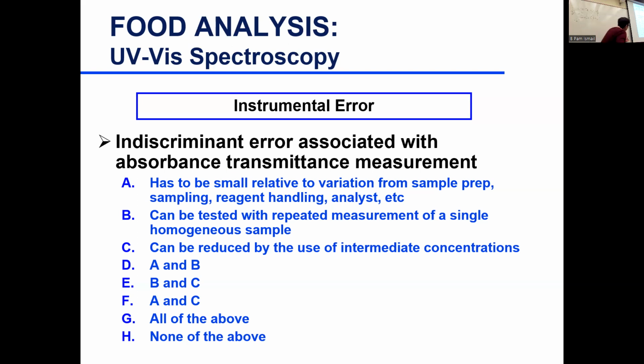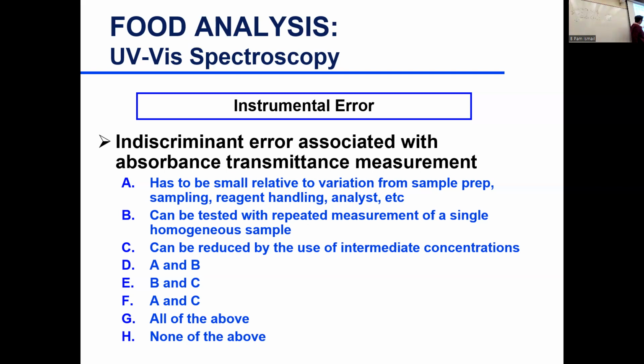So you want to be able to test it with repeated measurement of a single homogeneous sample. You can figure out your noise if you take a sample and continuously measure it. Sometimes you get an absorption of, let's say, 0.812. Sometimes you have 0.814. Sometimes you have 0.808. So the difference in absorption is due to noise, and you really want it to be very, very small.